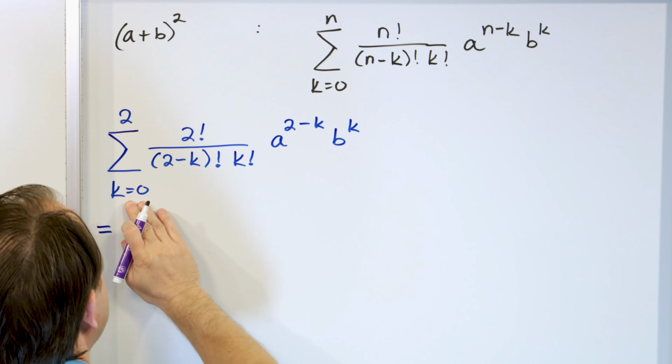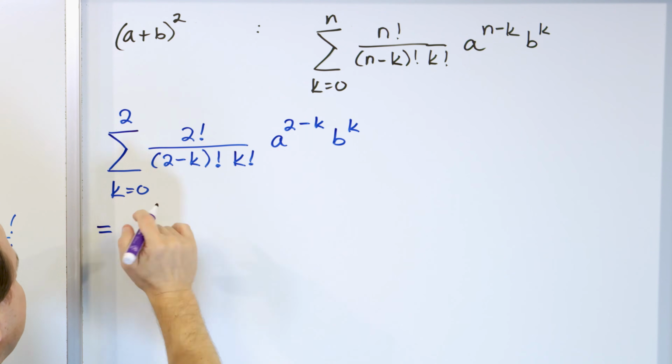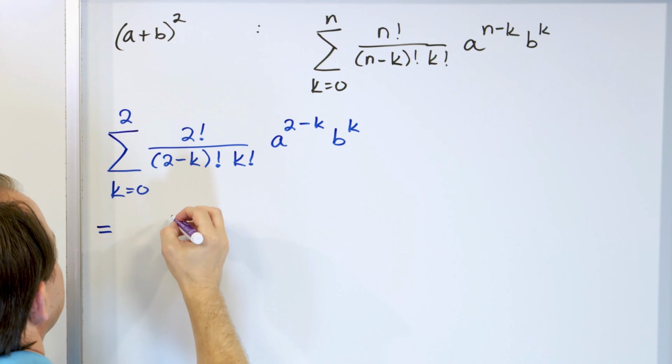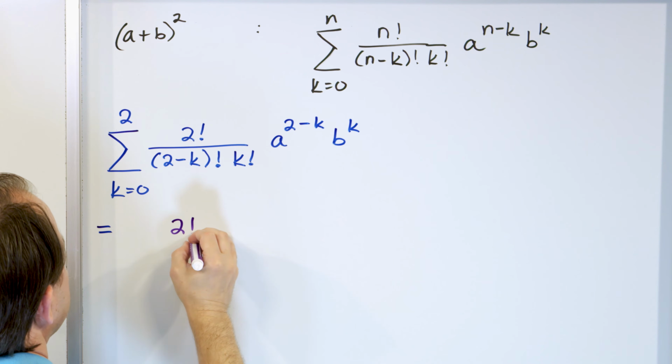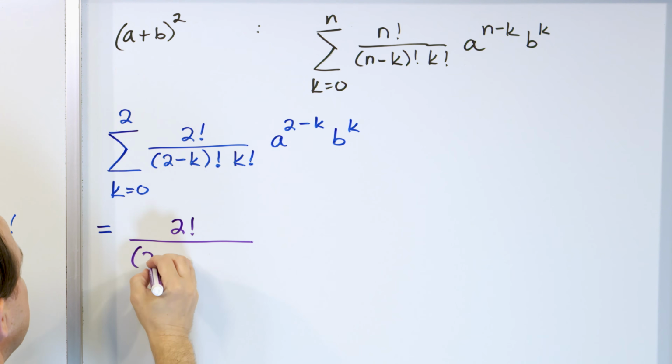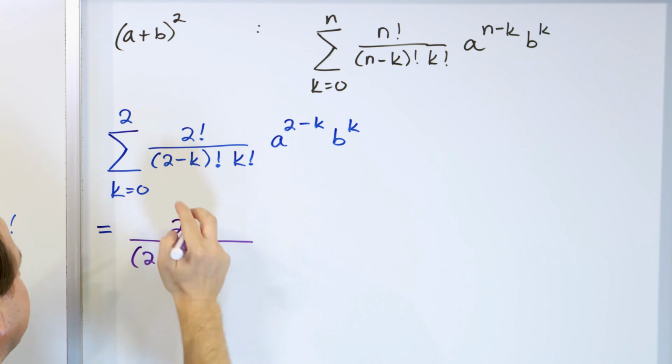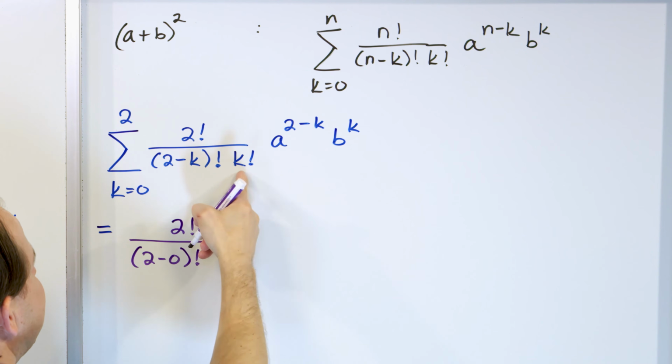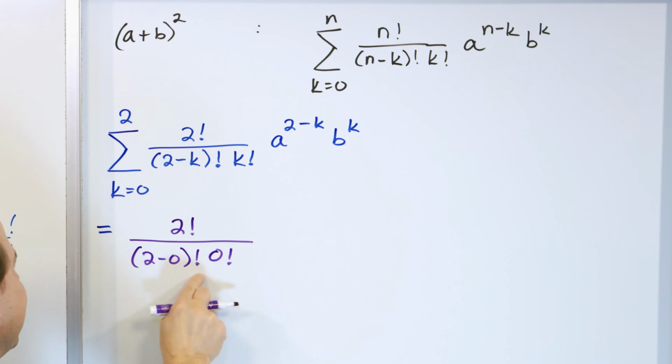So first, k is 0. What do we have when k is 0? We go through here and we say, well, I have a 2 factorial in the top. Right under that, I have a 2 minus 0, because k is 0, factorial. And then k is 0, so I put 0 factorial here. Notice now I have only numbers in there, no letters.